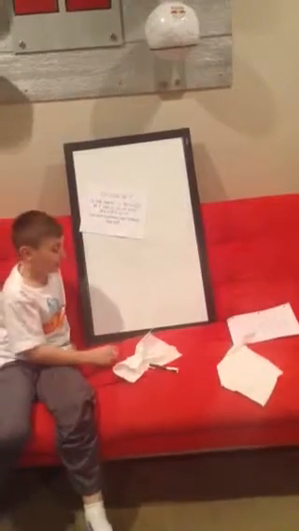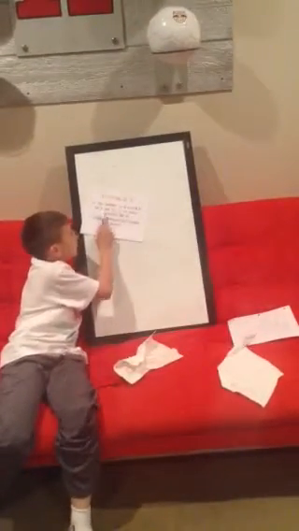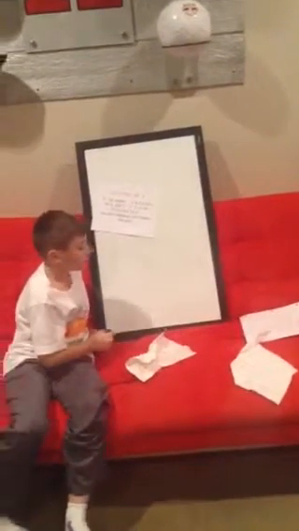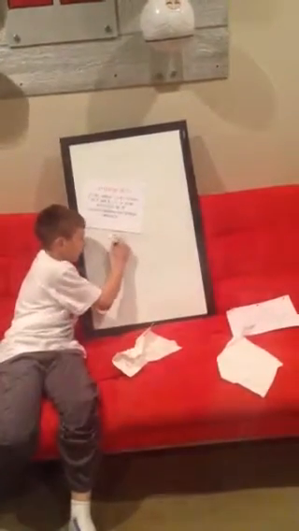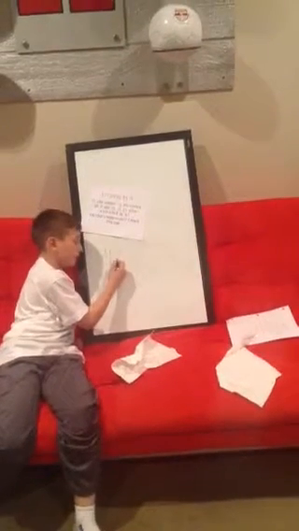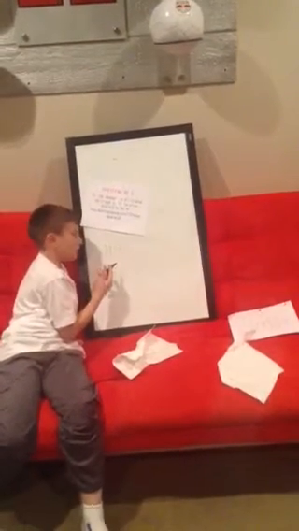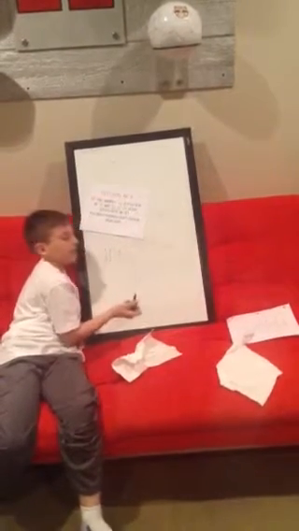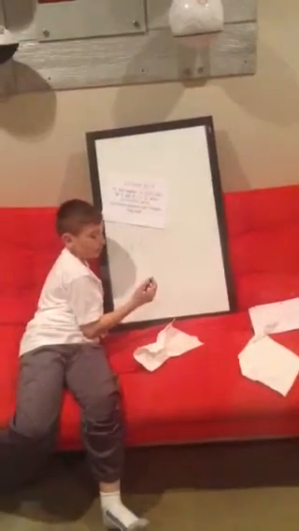Dividing by 6. If the number is divisible by 2 and 3, it is also divisible by 6. Let me show you. 114. This is divisible also by 2 because it ends in an even number. It's divisible by 3 because 1 plus 1 equals 2, plus 4 equals 6, and 6 is divisible by 3.